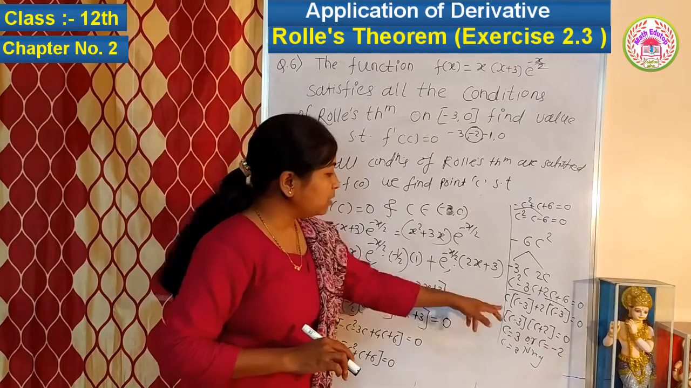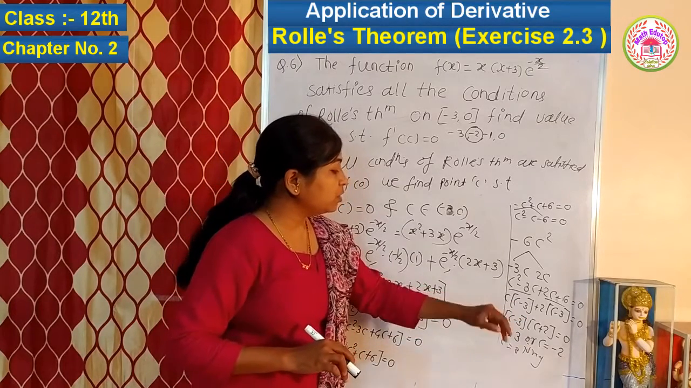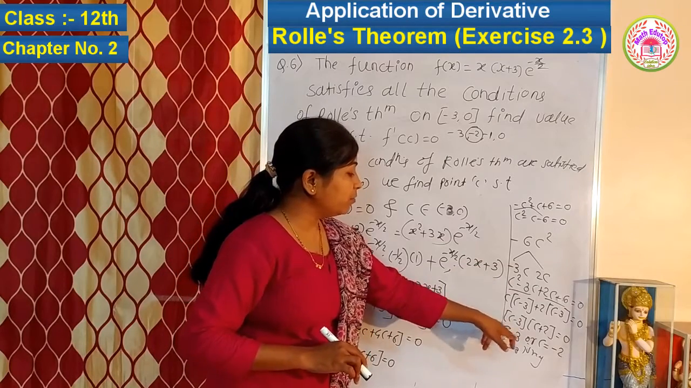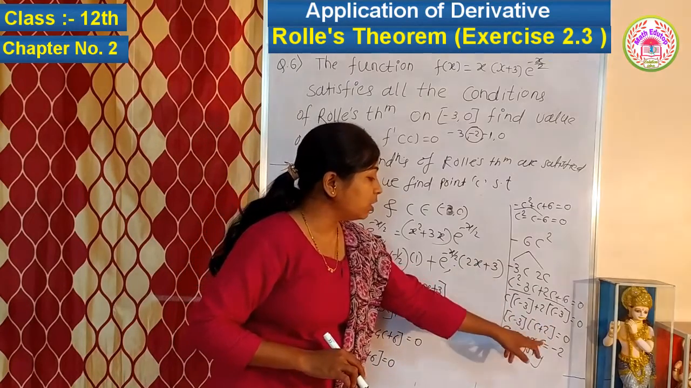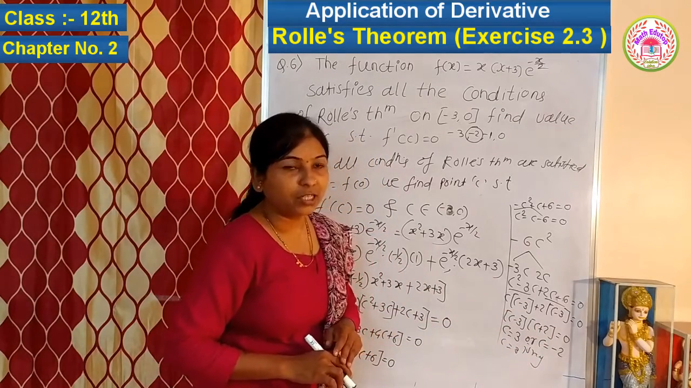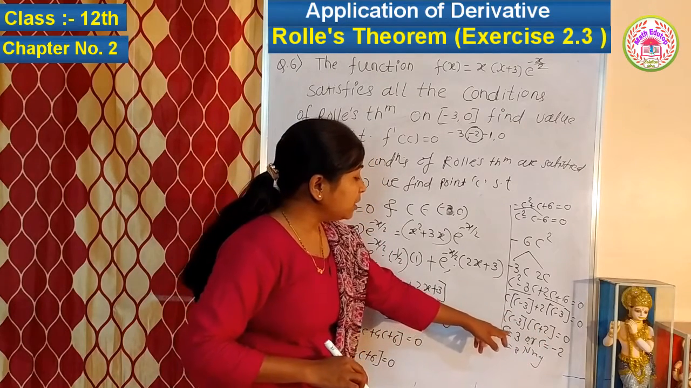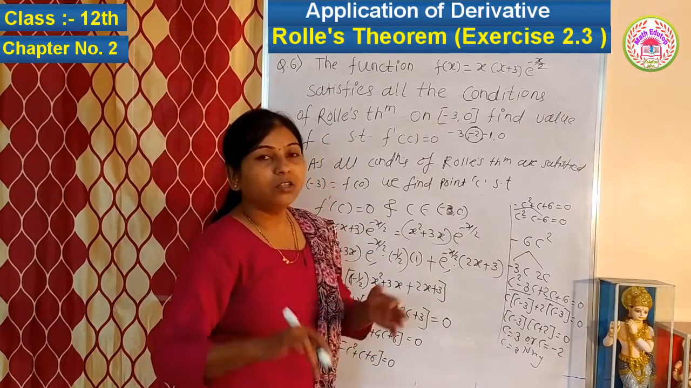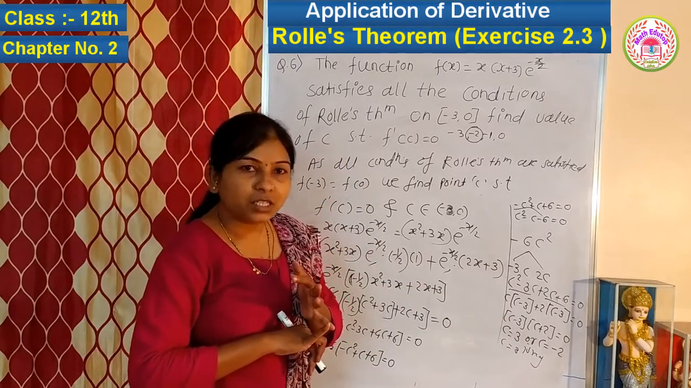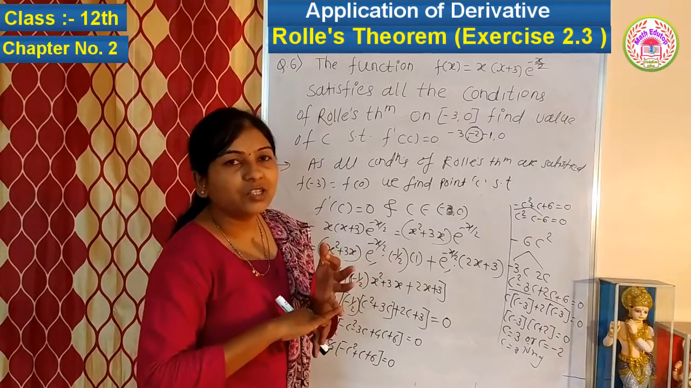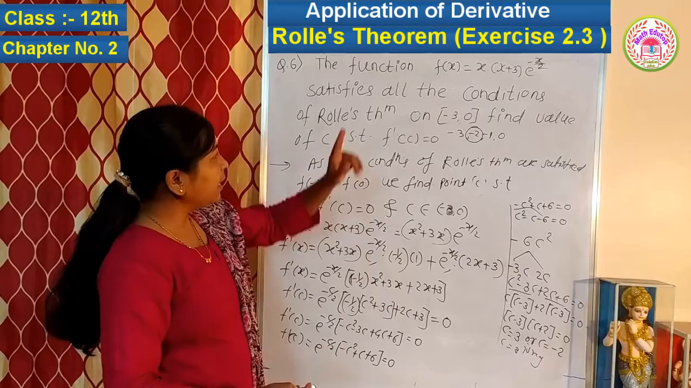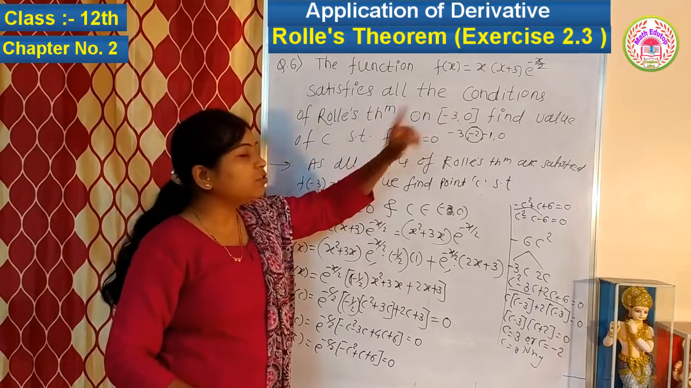देन वी गेट द रूट एज (c - 3)(c + 2) is equal to 0. कंपेयर करते हैं 0 से, तो c - 3 is equal to 0, तो c की वैल्यू 3 होगी. c + 2 is equal to 0, तो c की वैल्यू -2 हो जाएगी. ठीक है, देन यहाँ पे c is equal to 3 is one root and c is equal to -2 is a second root. तो यहाँ पे we have to find the value of c such that it satisfy the condition f'(c) is equal to 0 and second this c की जो वैल्यू हो लाई होनी चाहिए in the interval -3 to 0 के बीच में.